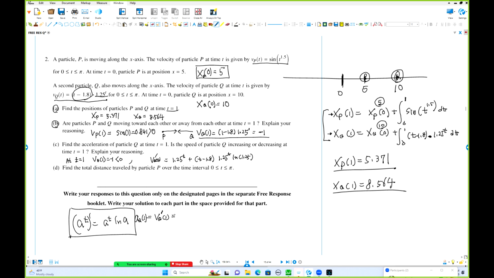Now we're going to find this one. With t equals 1, it is 1.25 plus (1 minus 1.8) times 1.25 times ln 1.25, okay? That is the value of the acceleration at time t equals 1 for particle Q.